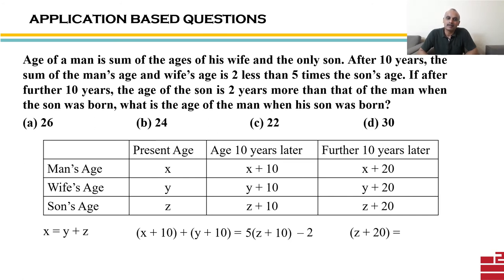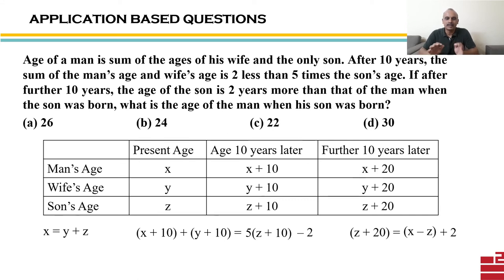Now what is the age of the man when son was born? Please understand, today man's age is x and today the son's age is z. So if today's son's age is z, it means he was born z years ago, and z years ago the age of man was x minus z. So the age of man when son was born will be taken as x minus z, and it's given that it is 2 years more than that, so x minus z plus 2, like this.